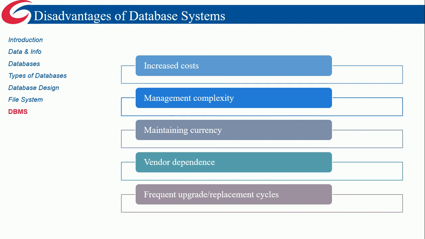Frequent upgrade and replacement cycles. Microsoft comes out with a new version of their database engine probably every 2 years. I think we're up to Microsoft SQL Server 2016 right now. Oracle comes out with a new version on roughly the same frequency. Does that mean you have to upgrade them? No, you don't necessarily have to upgrade them. But generally, some vendors will ask that you do that. Some require that you do that for a variety of reasons.